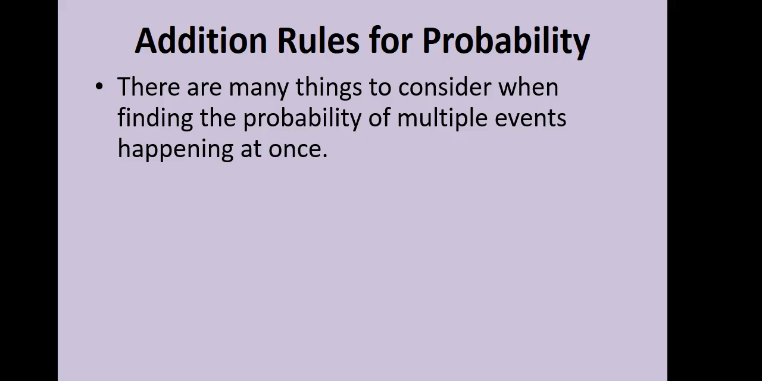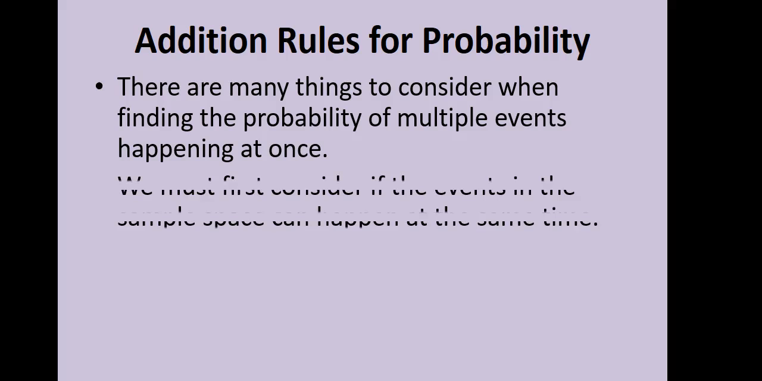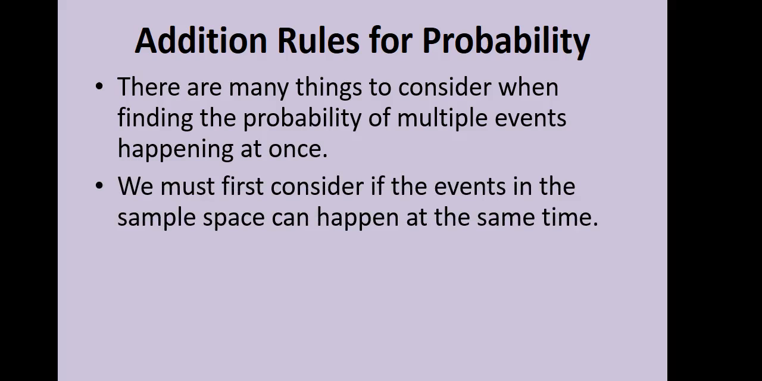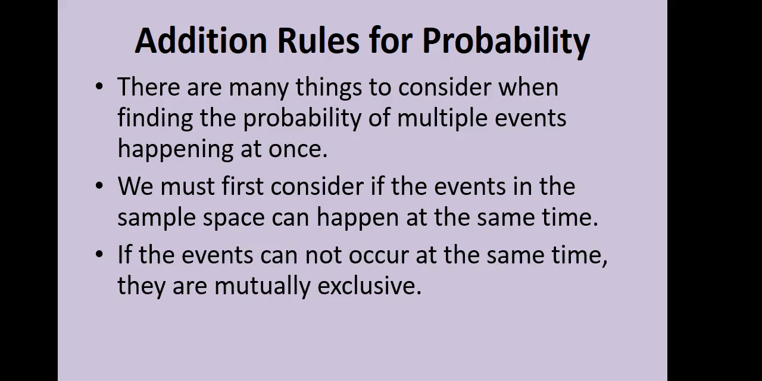When we are looking at multiple events happening at one time, there are several things to take into consideration when we're talking about the probability. The first thing we're going to need to consider is if the events can actually occur at the same time, or do they have to occur at separate times. If the events cannot occur at the same time, they're what we call mutually exclusive events.